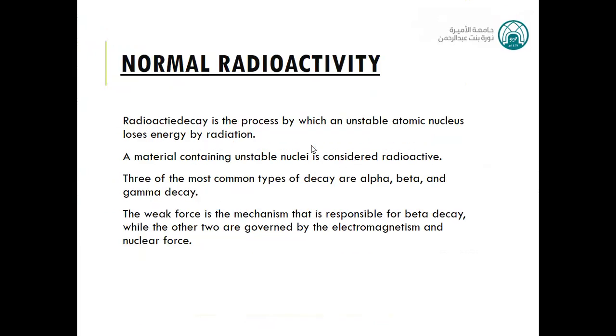Now, nuclear radioactivity. Radioactive decay is a process by which an unstable atomic nucleus loses energy by radiation. The material containing unstable nuclei is considered radioactive. Three of the most common types of decay are alpha, beta, and gamma decay.